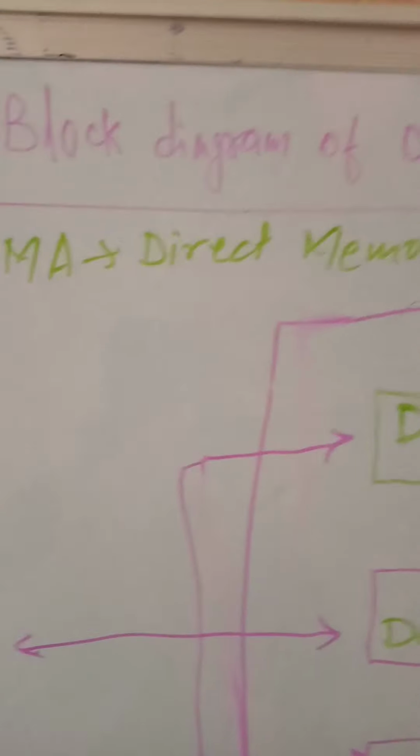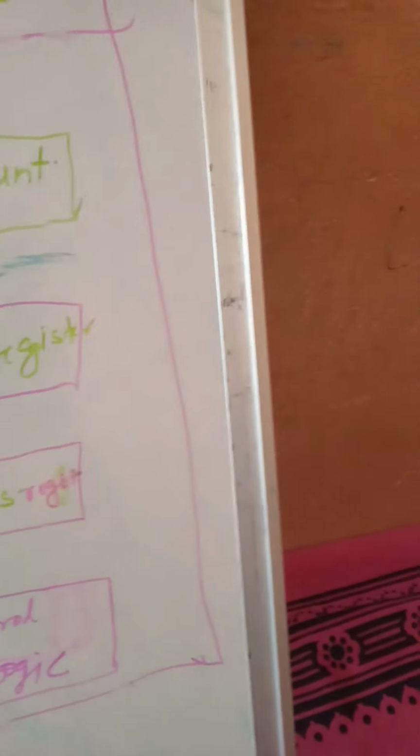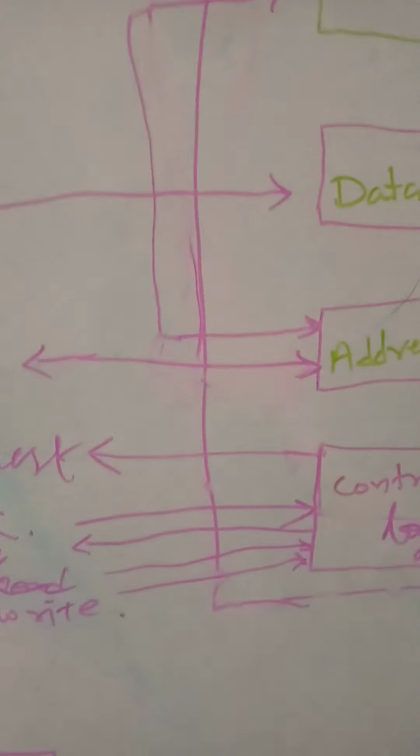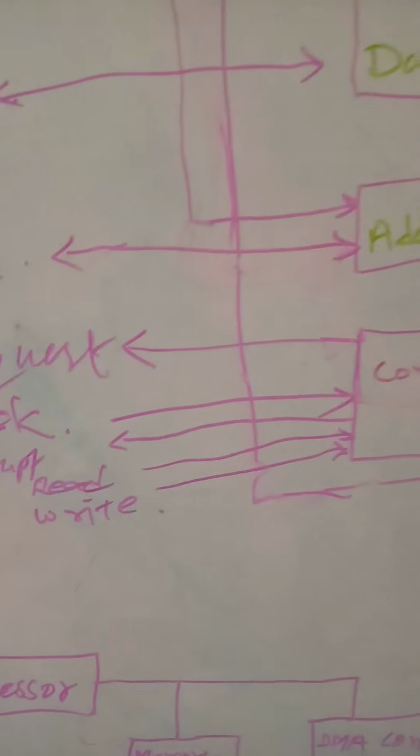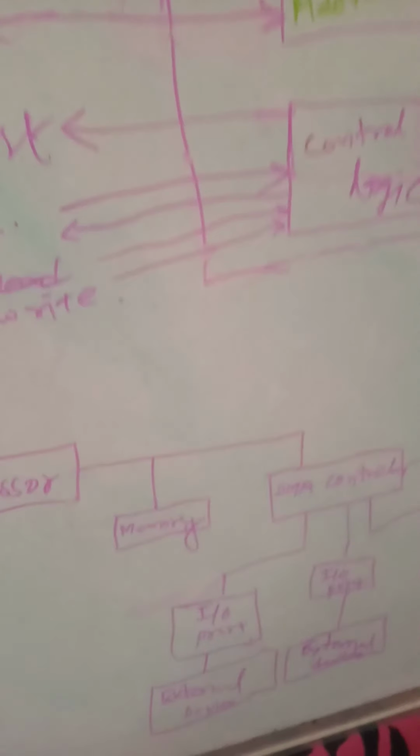Now this is the block diagram: the data count register, data register, address register, control logic. The data lines are connected to data register, address line connected to address register, and the control logic has DMA request, DMA acknowledgement, interrupt, read and write operation. Okay, now working of the DMA.